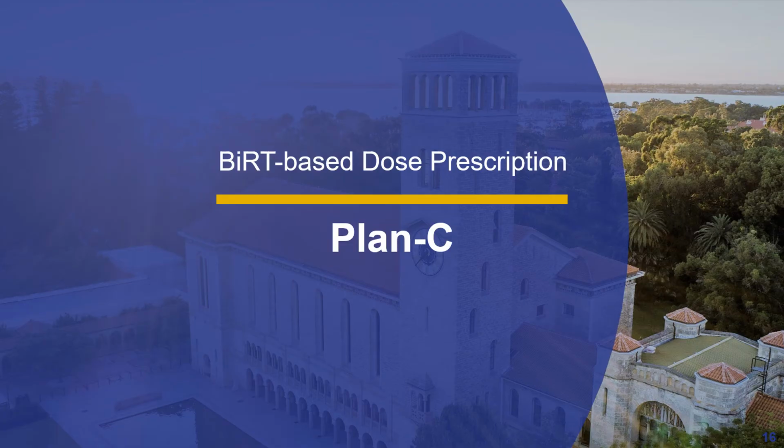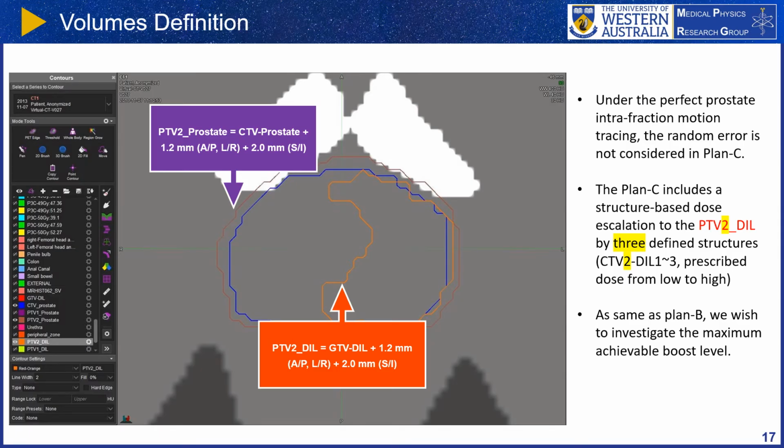The BiRT-based dose prescription under the assumption of perfect tumor tracking, the plan C. Under the perfect prostate intrafraction motion tracking, the random error is not considered in the plan C. Therefore, in this case, we can apply the PTV2 prostate and the PTV2 DIL. The PTV2 prostate only includes the setup error of the prostate. It was generated by giving a 1.2 mm margin and a 2.0 mm margin to the CTV prostate.